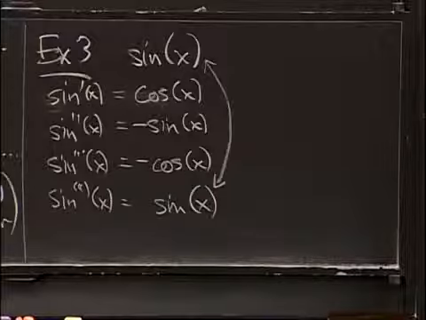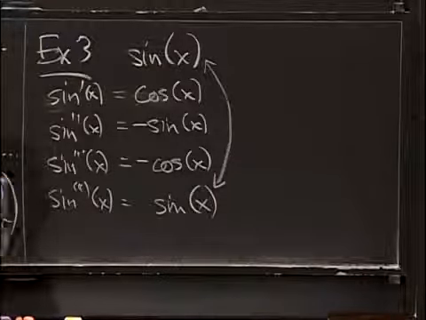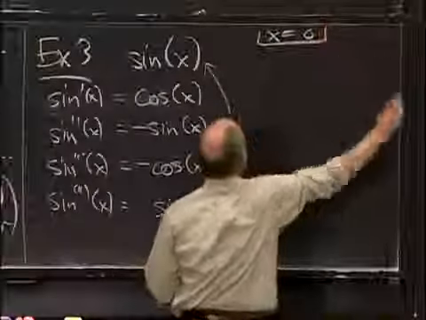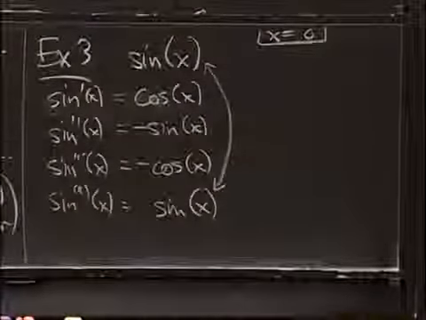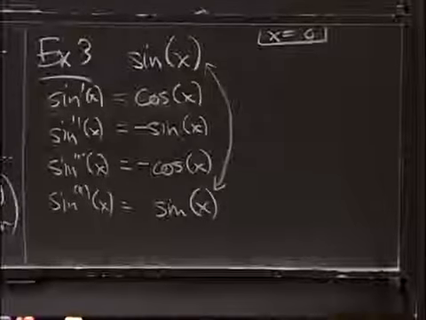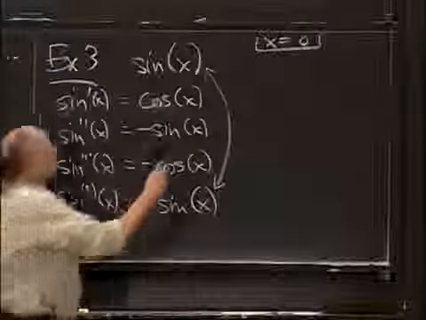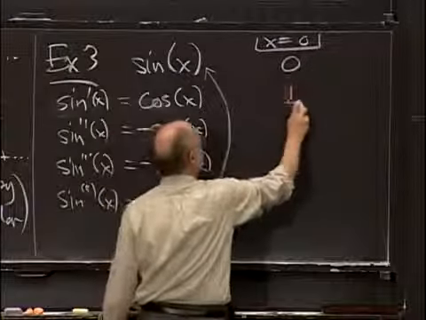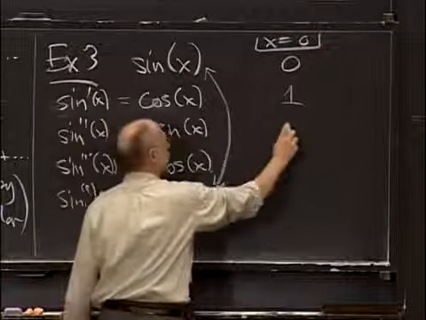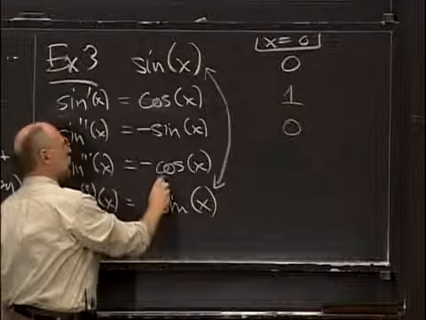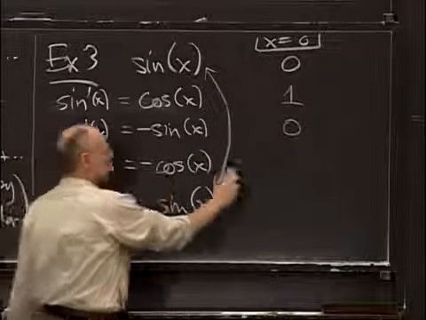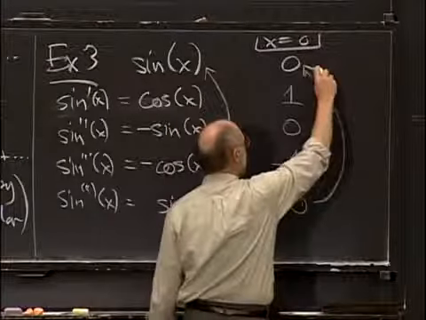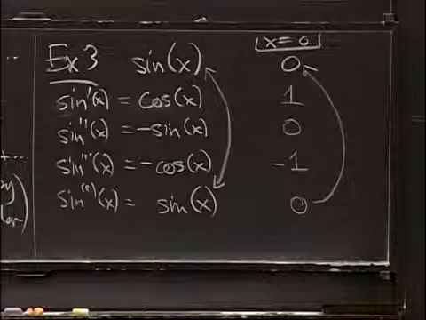Higher and higher derivatives of sines are just plus or minus sines and cosines. Now, Taylor's formula says I should now substitute x equals 0 into this and see what happens. So let's do that. When x is equal to 0, the sine is 0. The cosine is 1. The sine is 0, so minus 0 is also 0. The cosine is 1, but now there's a minus 1. And now I'm back where I started. And so the pattern will repeat.